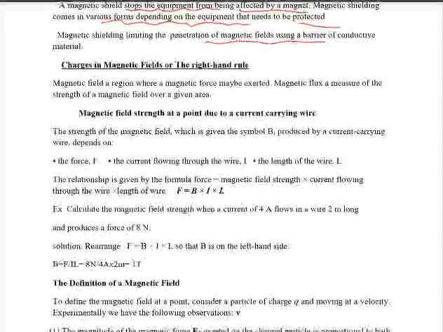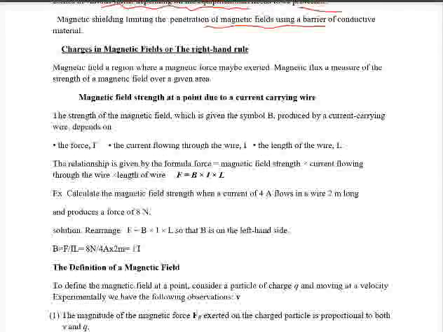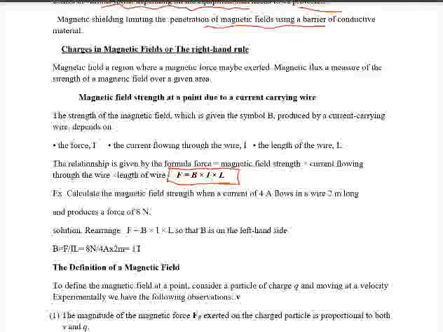The other thing is charge in a magnetic field, or the right hand rule. Okay, a magnetic field is a region where the magnetic force is experienced. And the force on a current carrying wire in a magnetic field is calculated by using what? Force, which is equivalent to the product of magnetic field strength times current times what? Length. F = BIL, where I is the current passing through the wire, and L is the length of the wire.